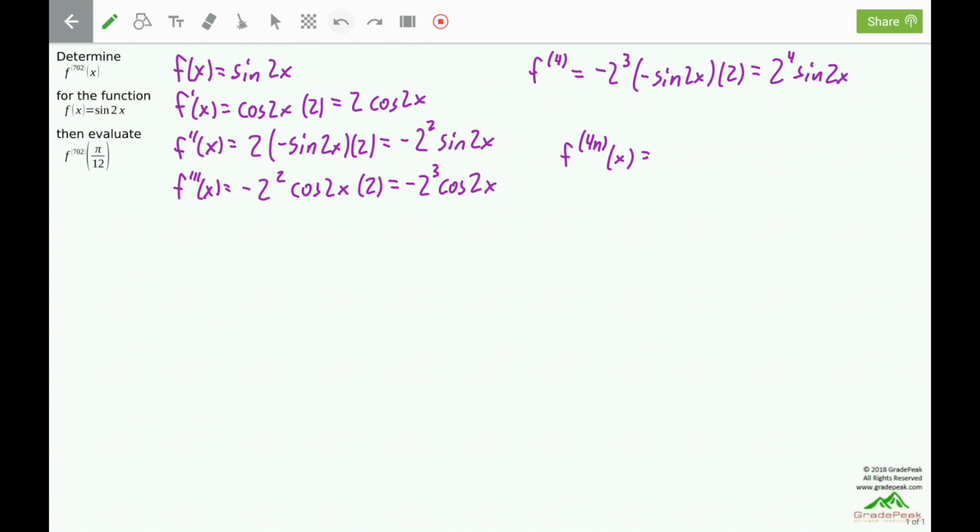That means the 4n derivative will have 2 to the 4n. And because every fourth derivative returns to sine, 4n will return to sine. This is where n is a positive integer.